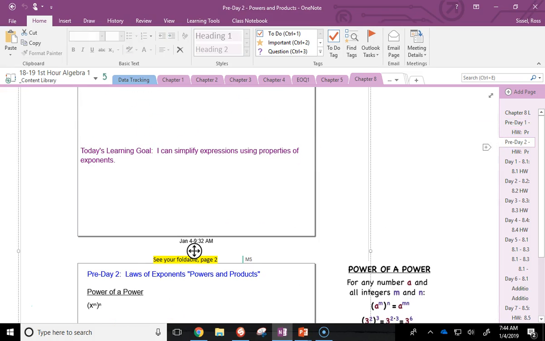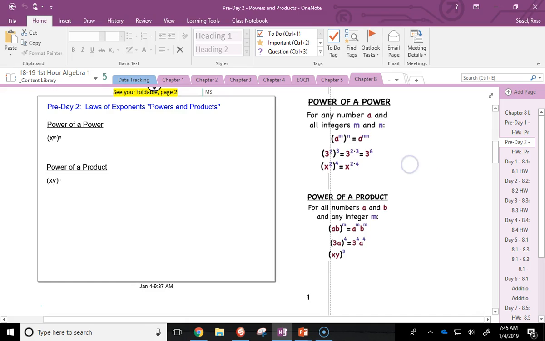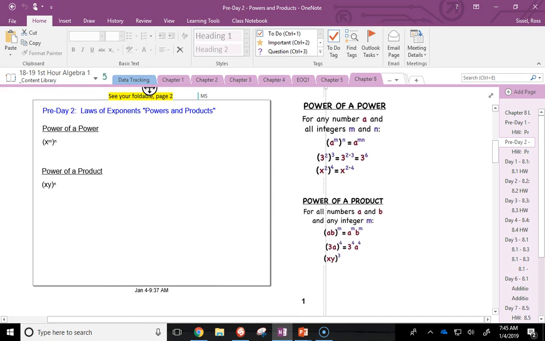Today, we're going to have something a little bit different. If you look at your little foldable, it's going to be page 2. And you go in here. But I went ahead and on mine, it's not on yours. If you go to my content library, you can go copy this picture. I copied these two and put them in there just to help. We're going to be talking today about powers of a power and powers of a product.